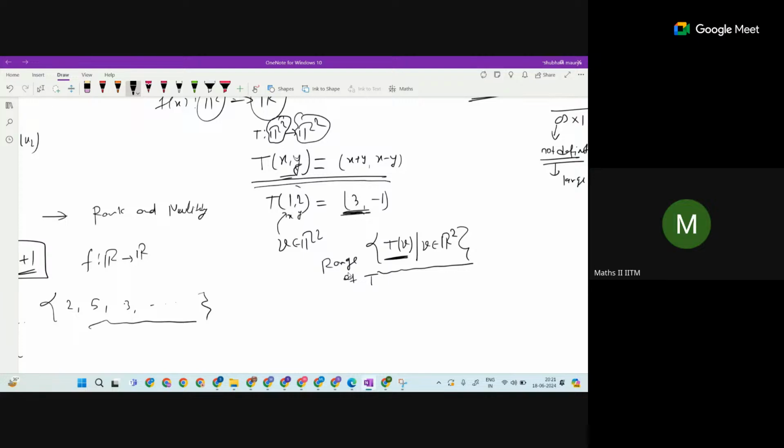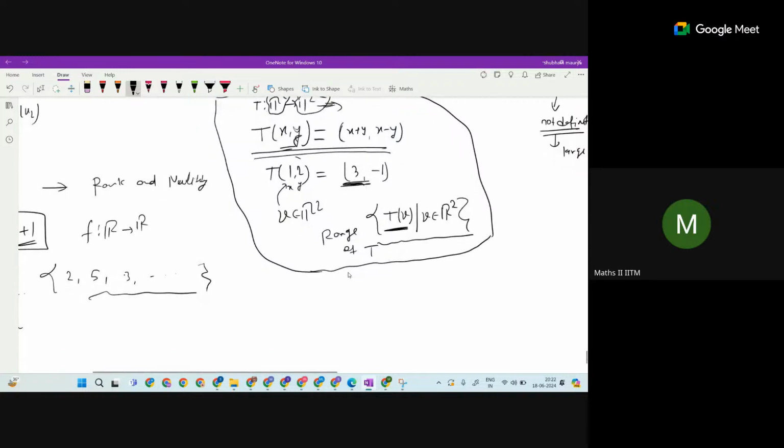So now, how are we sure that it is going to be the whole R2? Means to say, for all elements, all elements could be generated, whatever input we give, we will get all elements. So how are we sure of this?